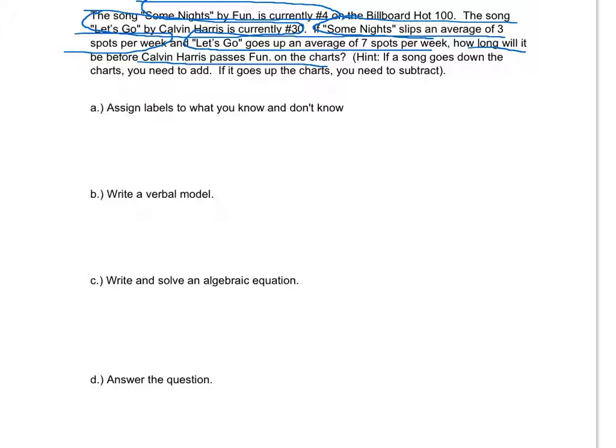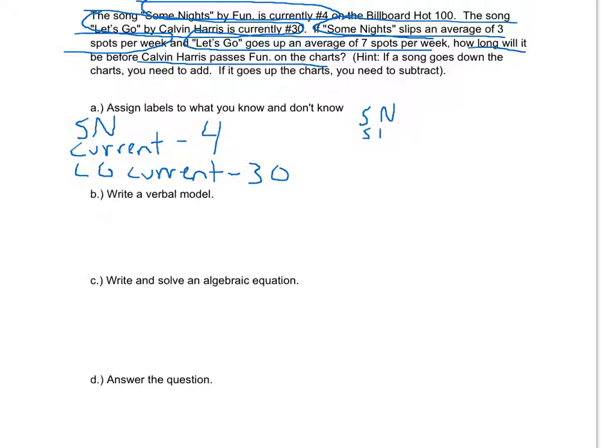Well, we know that Some Nights current spot is number 4. We know that Let's Go current spot is 30. We also know that Some Nights is going to slip 3 spots per week.